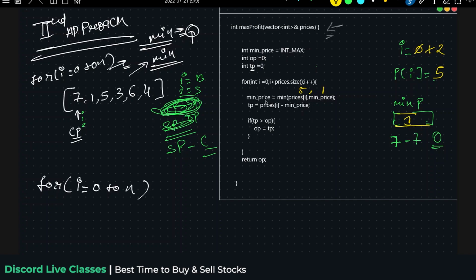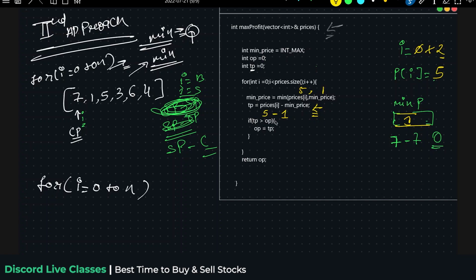Then next you will again check the prices of I. What is the selling price for this? If I sell this stock on the ith day, which is the second day, what is the price of the second day? The price of the second day is 5. And what is the minimum price? Minimum price is 1. 5 minus 1, how much? Tell me.